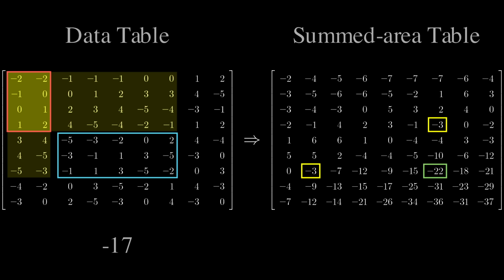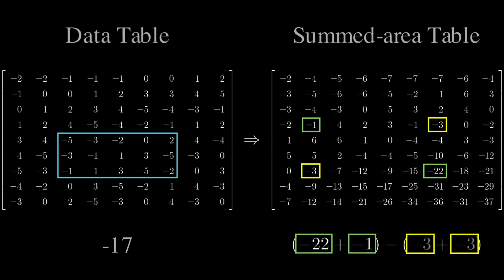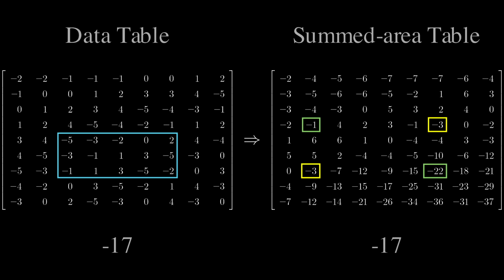Maybe you're already ahead of me here. So yes, if we can add the numbers back in once, it will make up for subtracting them twice. This number in green is the value we're looking for. If we add that back in, we should get our answer. So add the 2 green numbers, subtract the 2 yellow numbers, and we get -17, like magic. This works for any rectangular region.